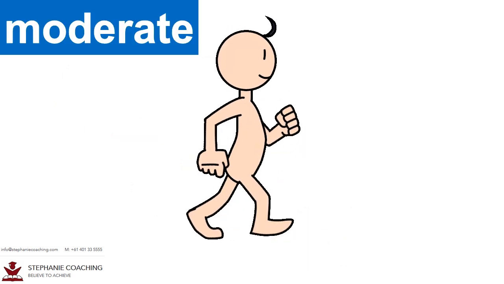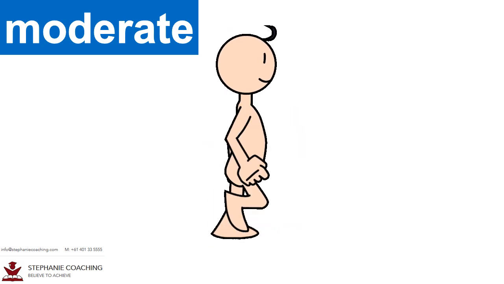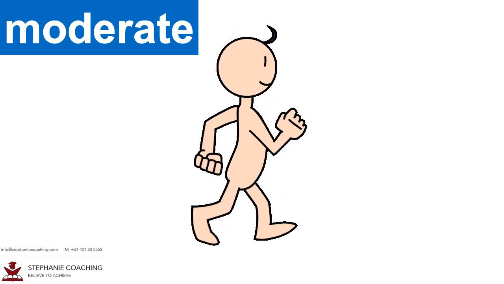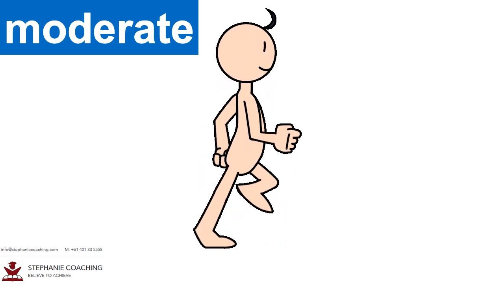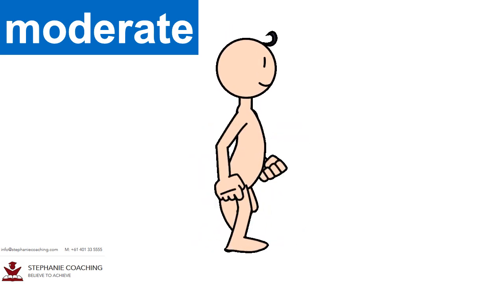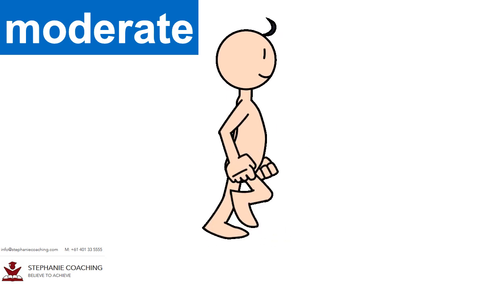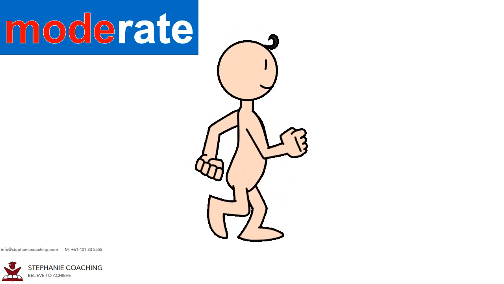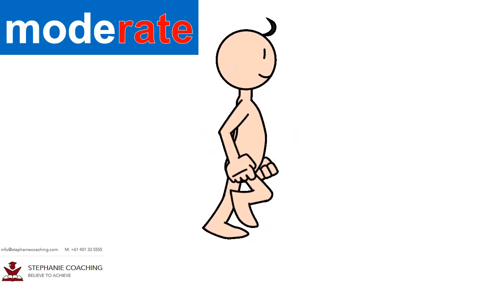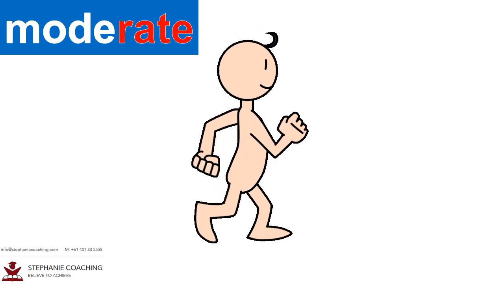Word number 6 is moderate. Another word for moderate is average. For example, we walked at a moderate pace at the walkathon. Can you see the words mode and rate in the word moderate?